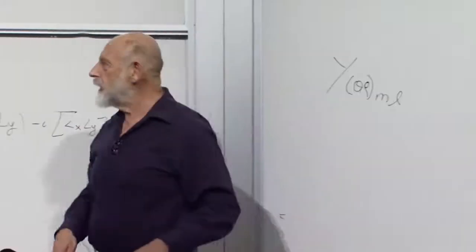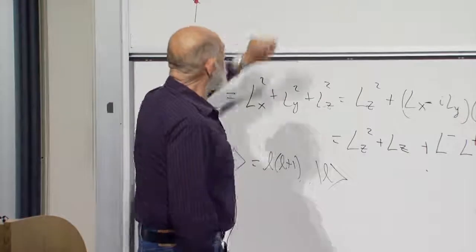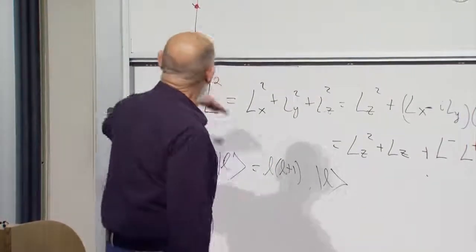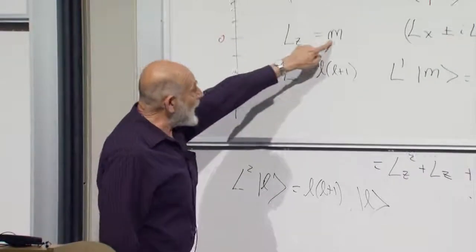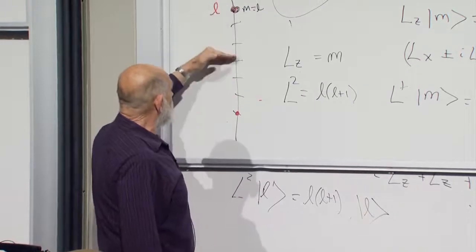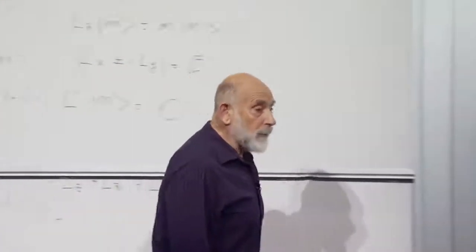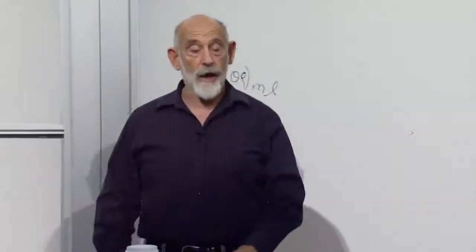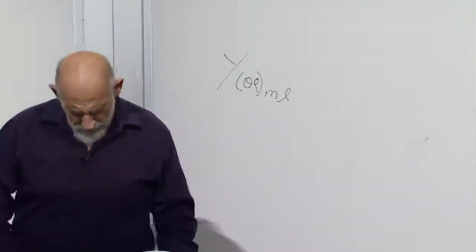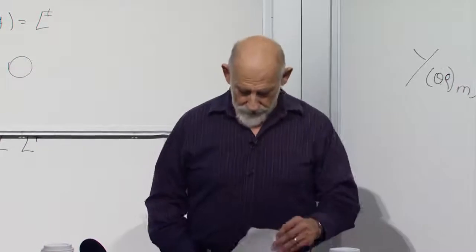All we ever have to really know is that for every value of l, there are 2l plus 1 of them. The 2l plus 1 of them have magnetic quantum numbers, m, that range from 0 to l and to minus l, and that the square of the angular momentum is l times l plus 1. That's all we're ever going to have to really know to do atomic physics.